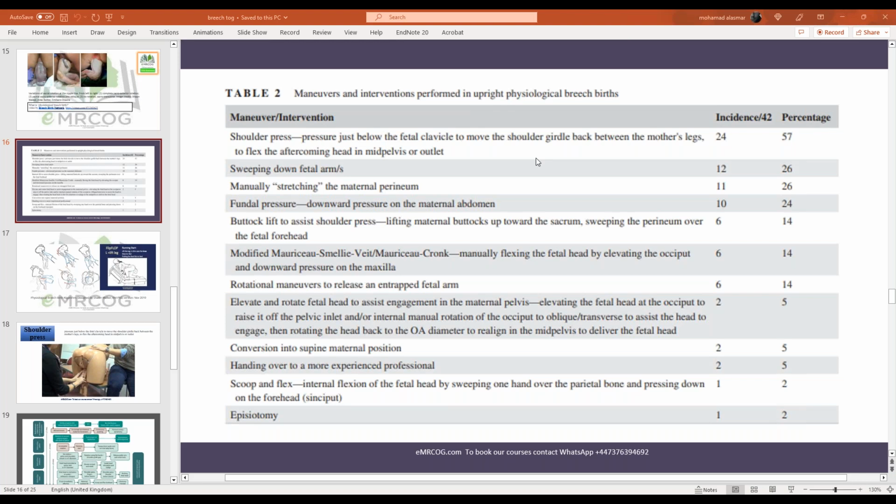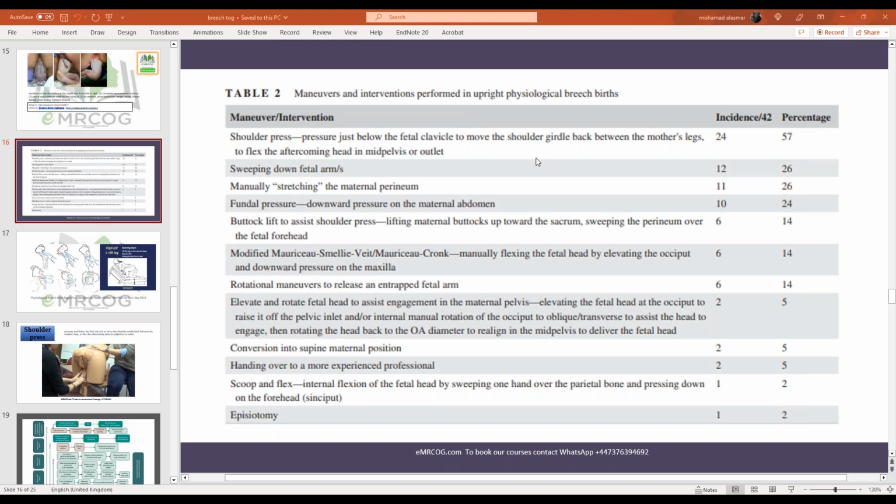And fundal pressure, this is one of the maneuvers they have done. Buttock lift to assist the shoulder press: this is lifting the maternal buttock. So here we are moving the mother, lifting the maternal buttocks up towards the sacrum and sweeping the perineum over the fetal head, forehead.